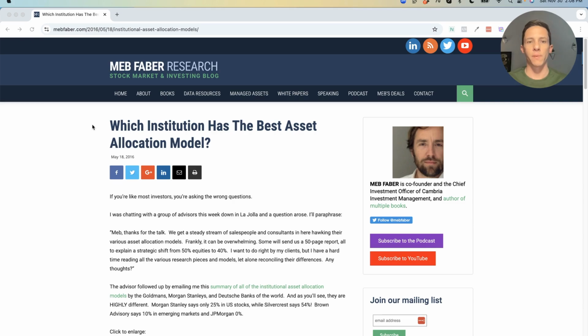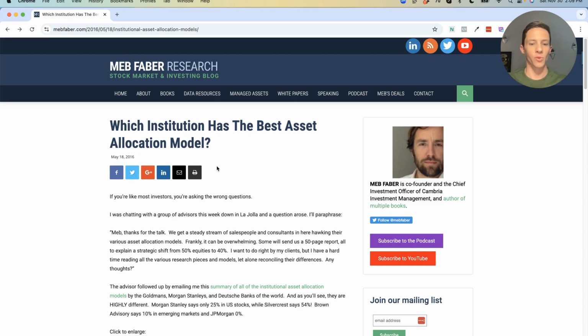So, this blog post right here, originally published back in May of 2016 by Meb Faber, titled "Which Institution Has the Best Asset Allocation Model?" really sheds a lot of light on the impact of asset allocation versus the impact of fees on a portfolio. I think it's very insightful. I've followed this blog for a very long time, and I found this post back in 2016, and I've kept it in my back pocket ever since. Now I'm sharing it with you here on YouTube, along with my take on it.